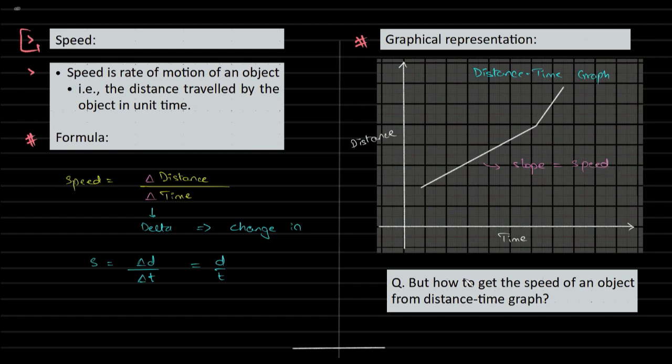So what is the definition of a slope? Slope is nothing but change in y divided by change in x. So what is along y? Distance. What is along x? Time. So delta d by delta t. That's your slope, which represents speed. Okay, I hope it should be making sense to you guys.